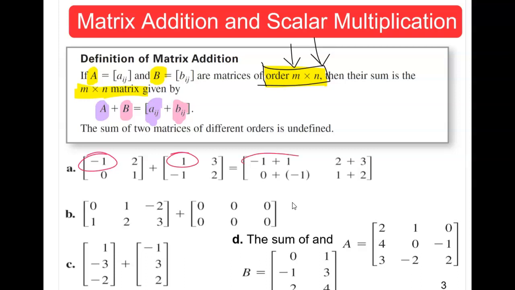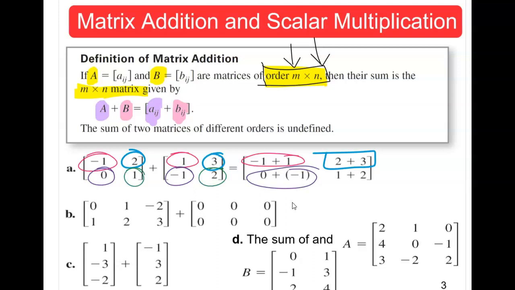So you can see that here. And then we will be adding 2 plus 3, you could see that here, because they're both in the first row, second column. And then we have 0 plus negative 1, which you can see here because they're both in the second row, first column. And then finally we have 1 plus 2 because they are in the second row, second column.